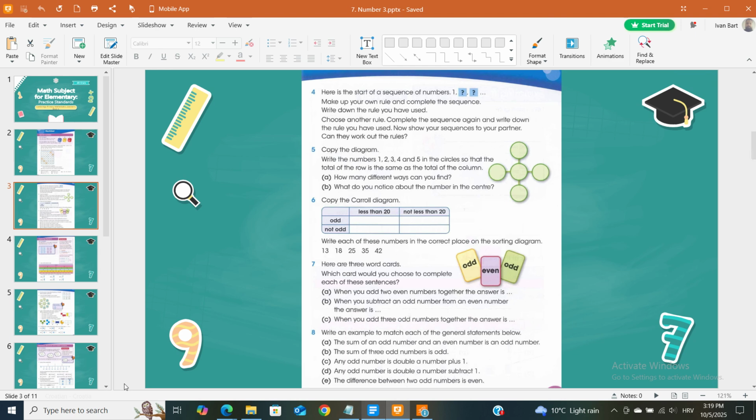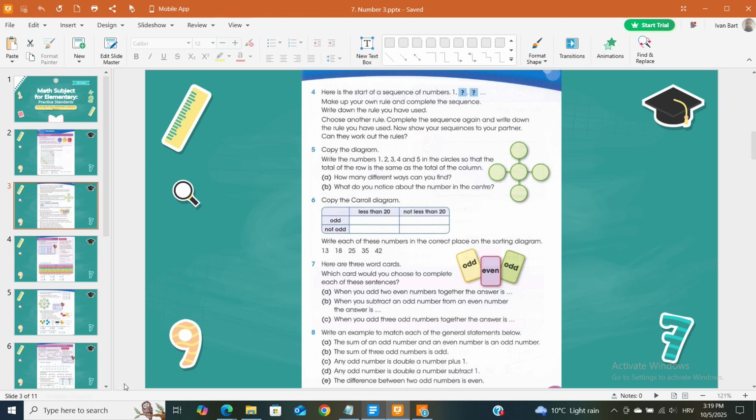6. Copy the Carroll diagram. Less than 20. Not less than 20. Odd. Not odd. Write each of these numbers in the correct place on the sorting diagram. 13, 18, 25, 35, 42.